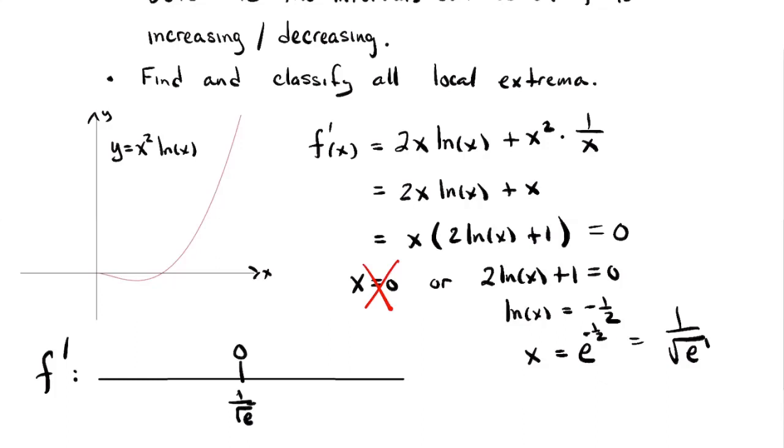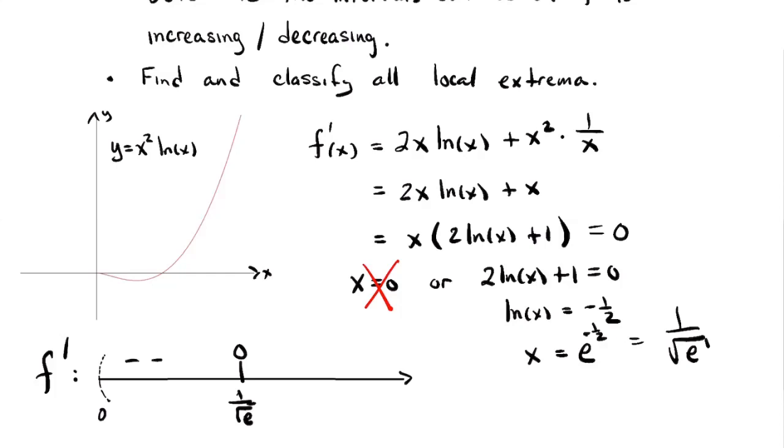Yeah? We have to remember that our function is defined only for positive x. So this left-hand interval is not unbounded. It stops at 0. The right-hand one is unbounded. x can go all the way to infinity. All right, so I'm going to leave it to you to check the details here. But if you choose a number between 0 and 1 over the square root of e, well, then the logarithm of that number is going to be less than minus 1/2. So 2 times it will be less than minus 1. And when you add 1 to that, you're going to get a negative number.